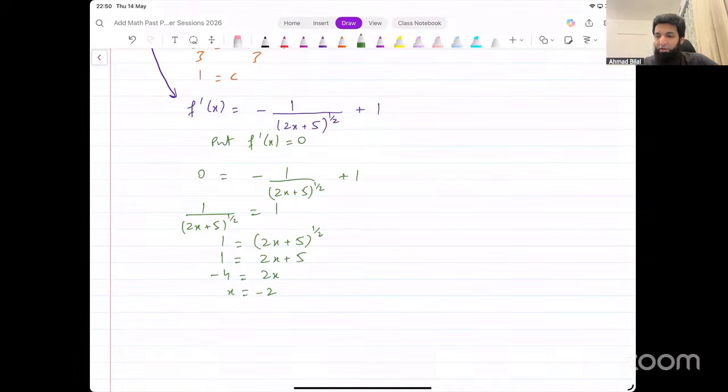Relative velocity is not part of our syllabus, yes. Relative velocity is not part of our syllabus. It is not part of your syllabus, yes.